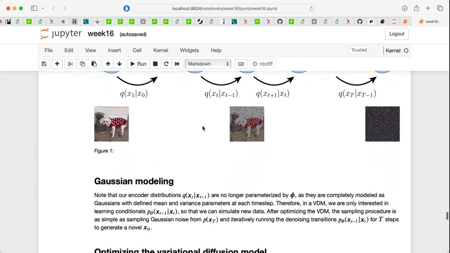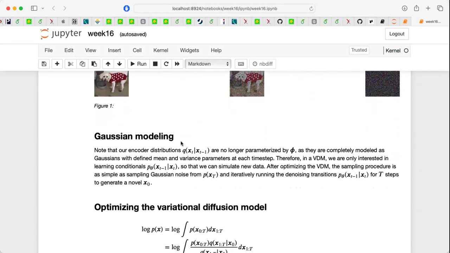So the next step, when we're setting up this modeling, is that this encoder function is known. It is no longer parameterized by some parameter phi, as we had in a variational autoencoder, as it is completely modeled as Gaussians with a defined mean and variance at each step. Therefore, in a diffusion model, or what is often called a variational diffusion model, we are only interested in learning these conditional probabilities, so that we can simulate new data.